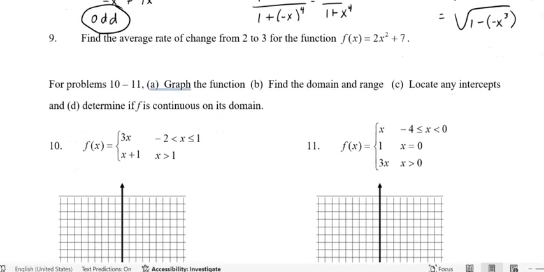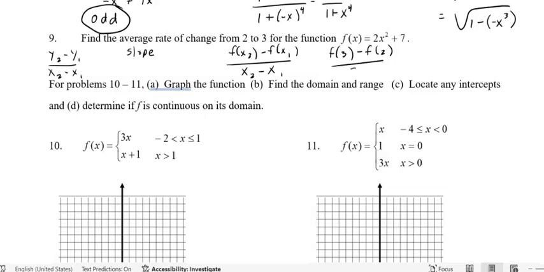All right, number 9, the average rate of change is another way of saying the slope. And for slope in ordered pair form, we use the formula y2 minus y1 over x2 minus x1. When we're doing functions like this, it's f of x2 minus f of x1 over x2 minus x1. Okay, so I'm going to do f of 3 minus f of 2 over 3 minus 2. All right, so f of 3 is 3 squared is 9 times 2 is 18 plus 7 is 25, minus f of 2. 2 squared is 4 times 2 is 8 plus 7 is 15, all over 1. And so the average rate of change is 10 units.